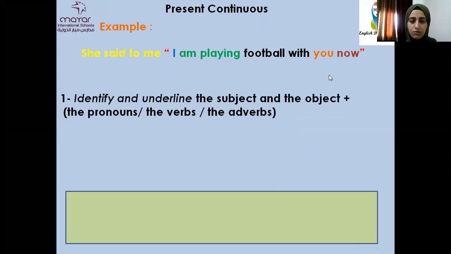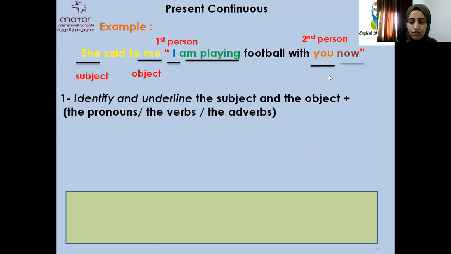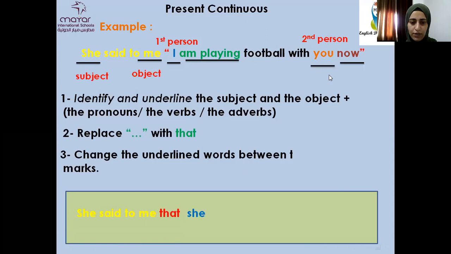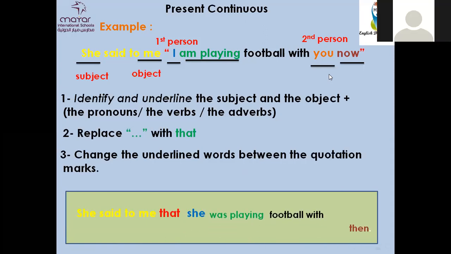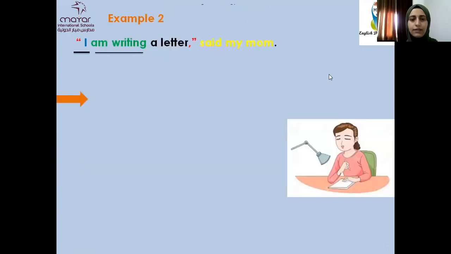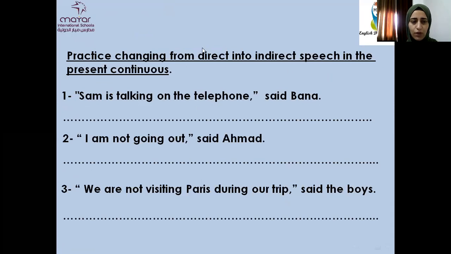Okay, so we did this exercise yesterday. Today we're gonna practice another one. So let's move to another exercise, okay? Here, guys, I want you to practice changing from direct into indirect using these sentences. So let's start with Jawad.